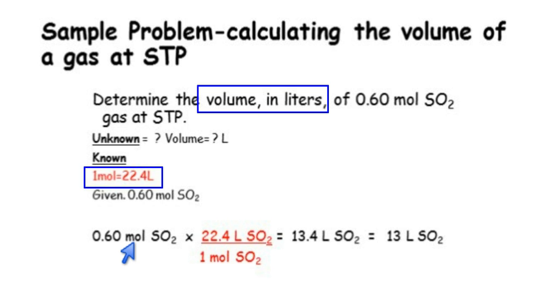So we start with moles, and here is our conversion factor. We want moles on the bottom, and then we multiply. 0.6 times 22.4, so 0.6 moles of sulfur dioxide is 13.4 liters. Again, you have to look at the units. If they're talking liters, you have to use this. If they're talking grams, you have to find the molar mass. And if they're talking atoms or molecules, you use Avogadro's number.